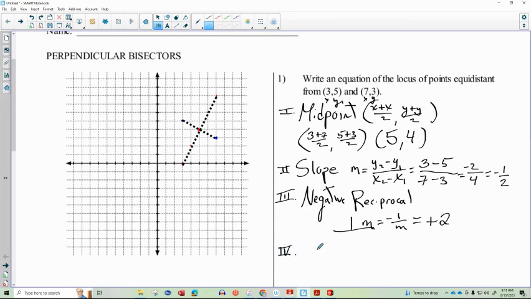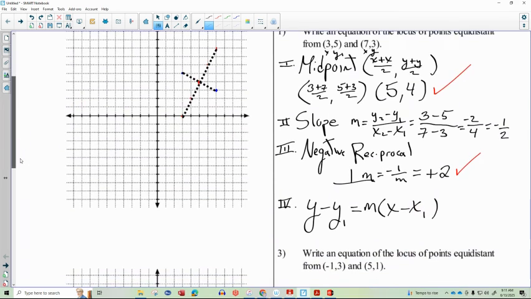Well, the easiest way to do it when you're given 1 point, which I have right here, and you're given the slope, which I have right here, is use something called point slope form, which is y minus y1 is equal to m times your x minus your x1. And it's really just a substitution at this point.